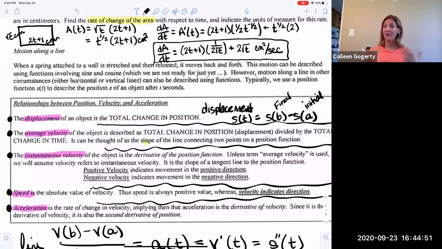So let's put it this way. If I walk to school, let's say that I walk 1 mile east, that east is going to matter. That would be a +1.